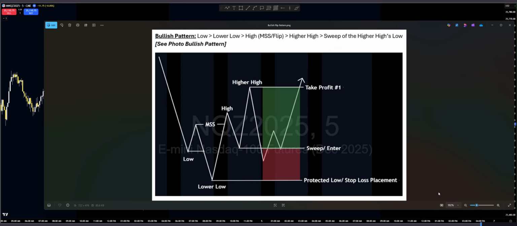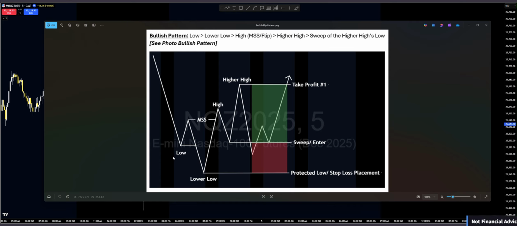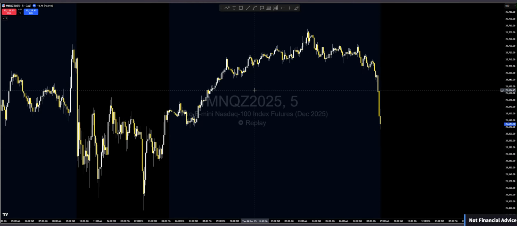All right. So when I jumped on charts, I was immediately looking for a low, a lower low, a market structure shift, a high, a higher high, and the beginning of a pullback. And that's exactly what was starting to form here.